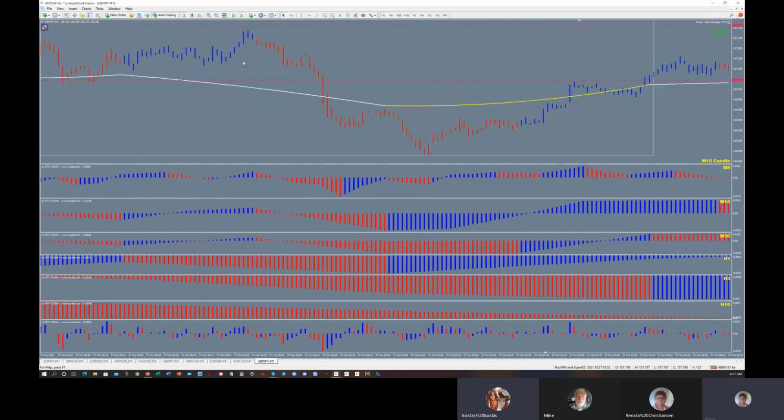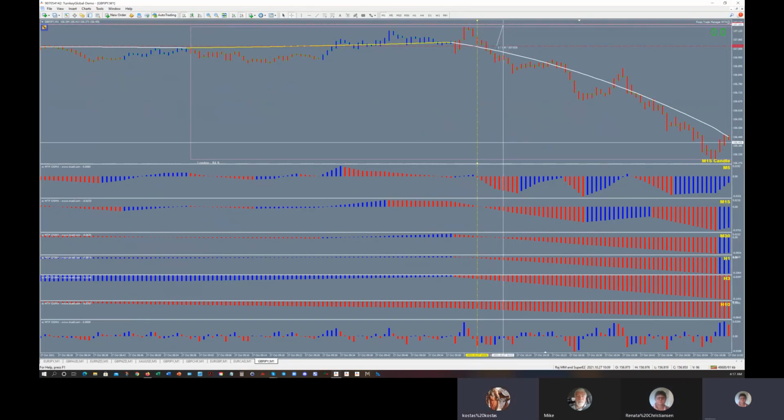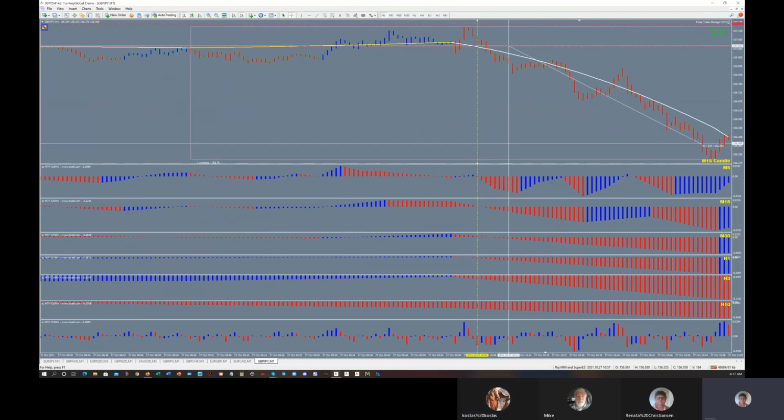There's my vertical line. So on the London Open, here's the setup, right there. You got back in. Well, 13 pips stop loss. 40 pips, right there. 1, 2, 3.